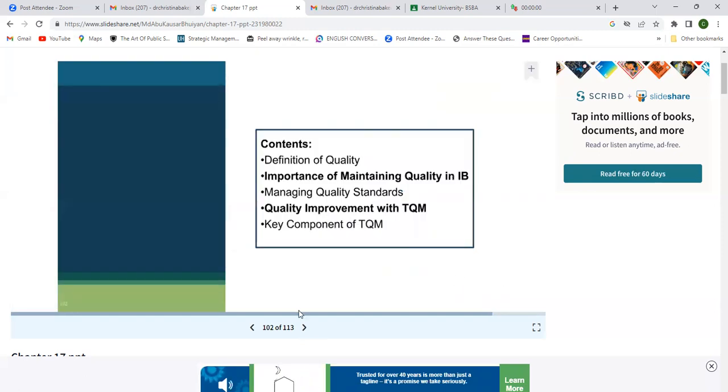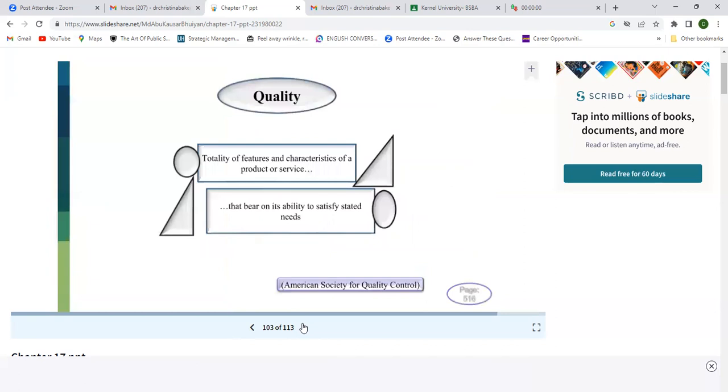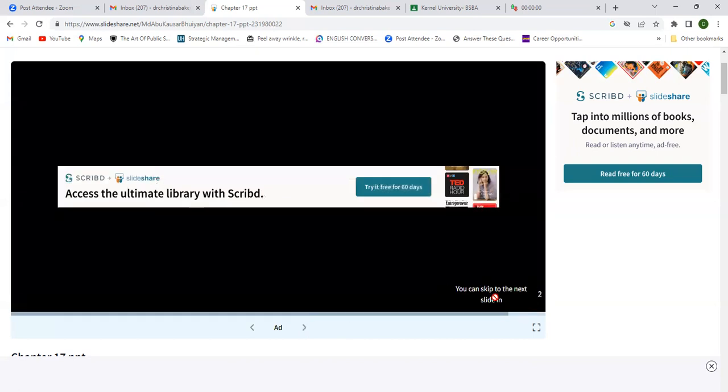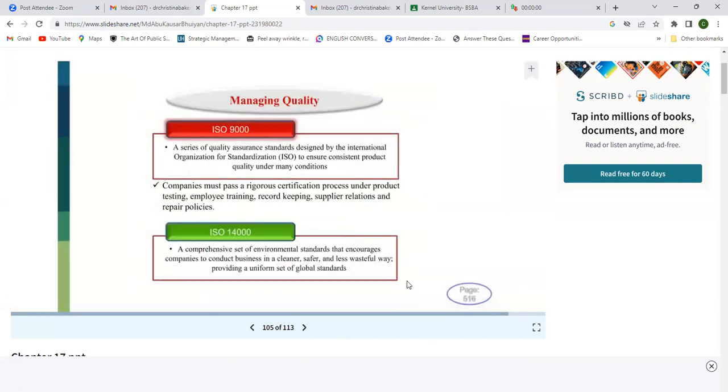Then we have quality: the totality of the features and characteristics of a product or service that bear on its ability to satisfy stated needs, according to the American Society for Quality Control. Importance of maintaining quality in international business. Some Korean companies initially had difficulty competing in Europe because of quality. Europeans perceived that Korean products were not the same quality as those European firms made. Korean companies overcame the problem by establishing alliances and working at it.